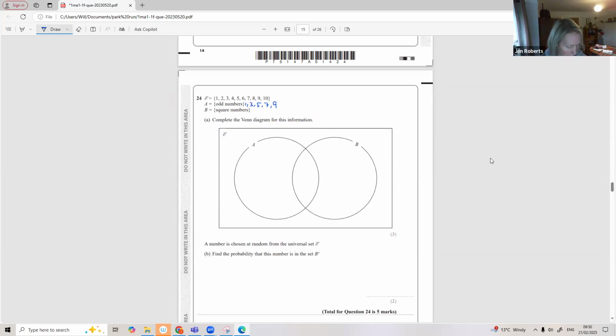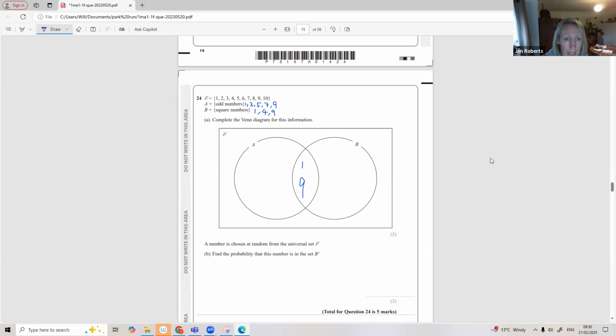Well, what are the square numbers here? 1 times 1 is 1. 1's a square number. 2 times 2 is 4. 4 is a square number. 3 times 3 is 9. 9 is a square number. 4 times 4 is 16. Don't need 16, it's above 10. So which numbers occur in both of these lists? It's 1 and 9, so they go in the middle.